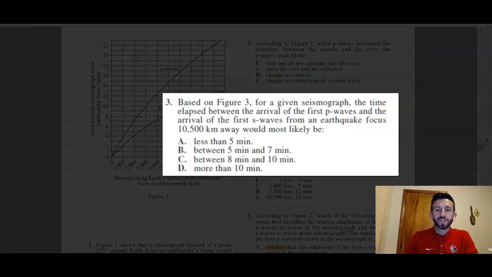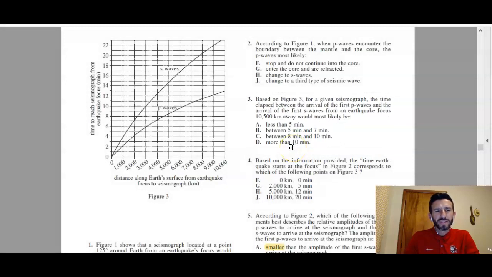Let's look at question 3. Based on Figure 3, which happens to be right next to us, so that's awesome, for a given seismograph, the time elapsed between the arrival of the first P waves and the arrival of the first S waves from an earthquake focus 10,500 kilometers away would most likely be. Then I have all these different time frames. So let's break this down.